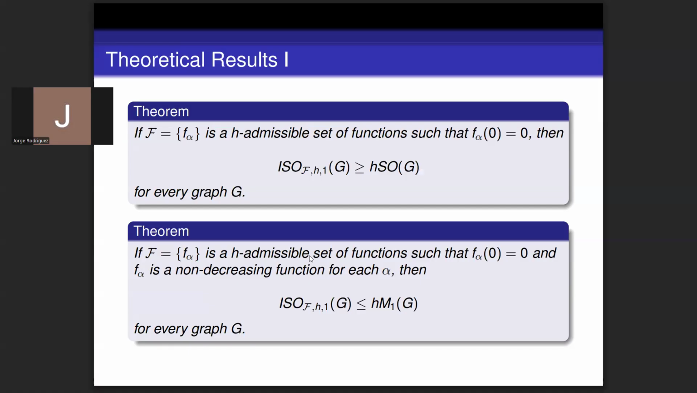So let's start. Let's say that f is an h-admissible set of functions such that f evaluated at 0 is equal to 0. Then we have this result that the first h integral Sombor index, f1, is going to be bigger or equal than the h Sombor index for every graph G. We also have this other result that, again, if f is an h-admissible set of functions, that f evaluated at 0 is equal to 0, and f is a non-decreasing function for each alpha, then we have that the first irregularity h integral Sombor index is smaller or equal than the h first Zagreb index for every graph G.